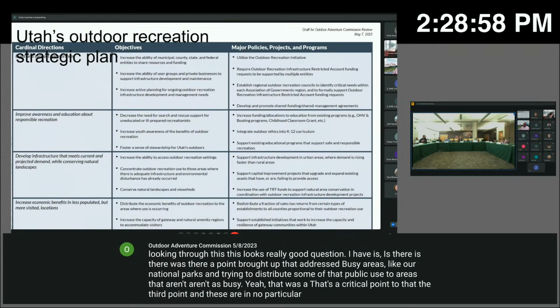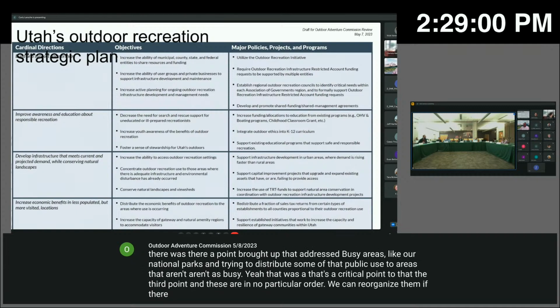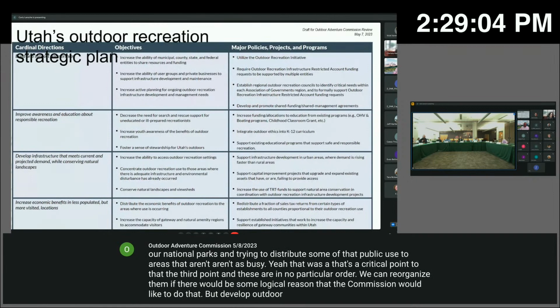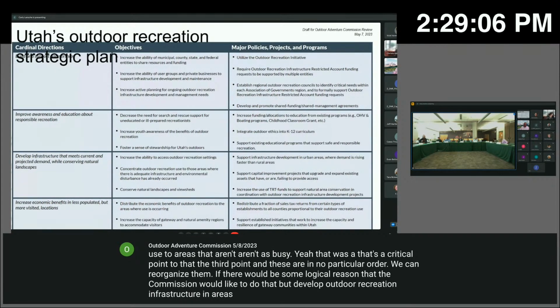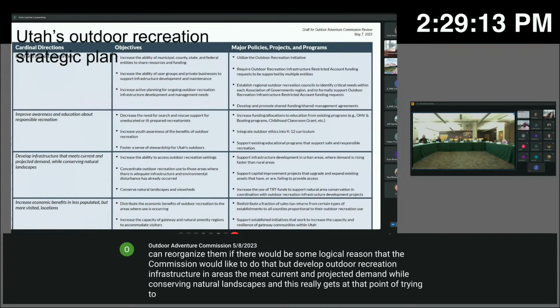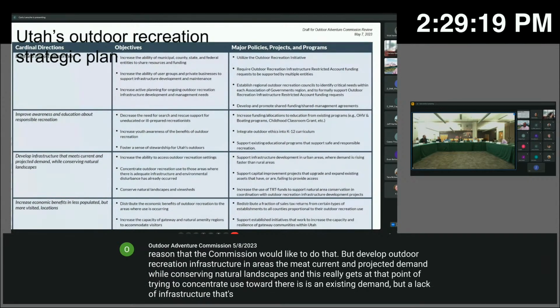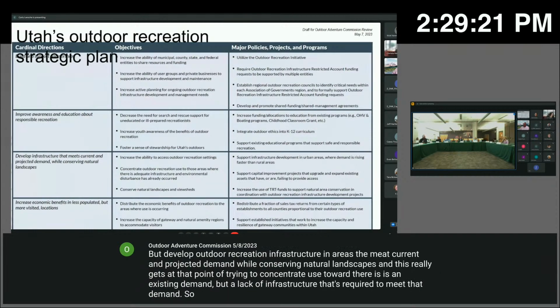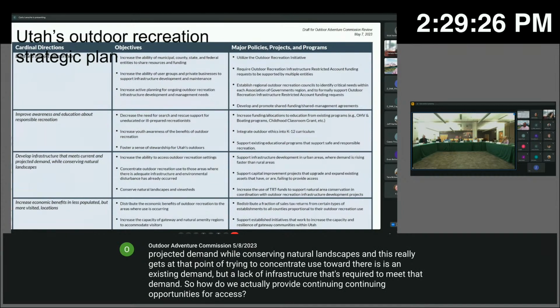We can reorganize them if there would be some logical reason that the commission would like to do that. But develop outdoor recreation infrastructure in areas that meet current and projected demand while conserving natural landscapes. And this really gets at that point of trying to concentrate use to where there is an existing demand, but a lack of infrastructure that's required to meet that demand. So how do we actually provide continuing opportunities for access without just providing new development everywhere?